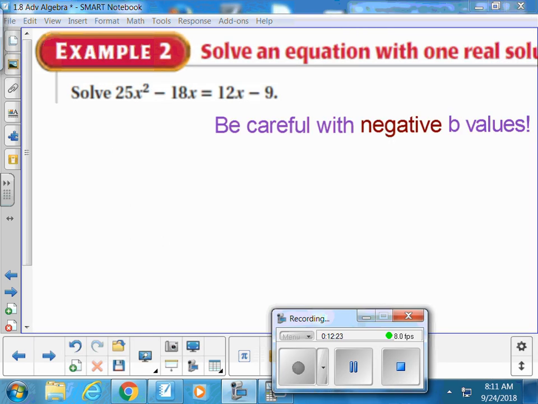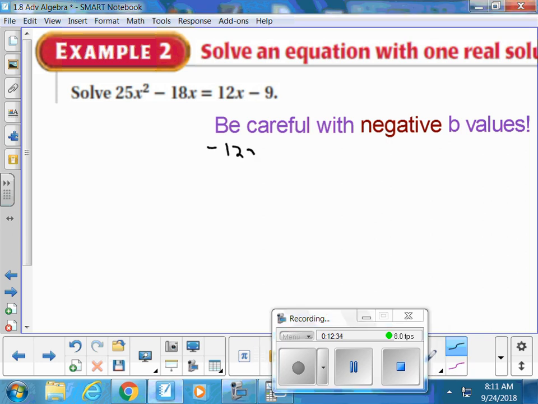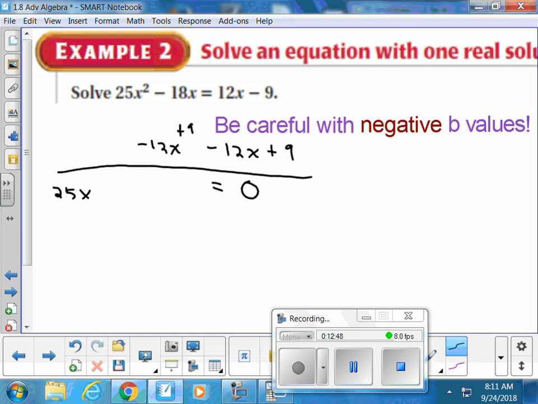Remember what I said about all of our problems having to be set equal to 0? Are we set equal to 0 right now? Not exactly. So, looks like we're going to have to subtract our 12x over, and looks like we'll have to add our 9 over as well. I'll do that all in one big step to save room. So that will give me a 0 on the right. I'll have 25x squared, minus 30x because I'll be combining that negative 18 and a negative 12, plus 9.